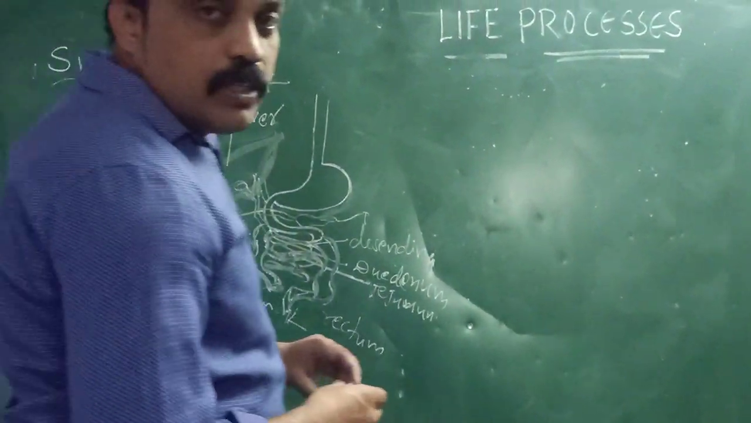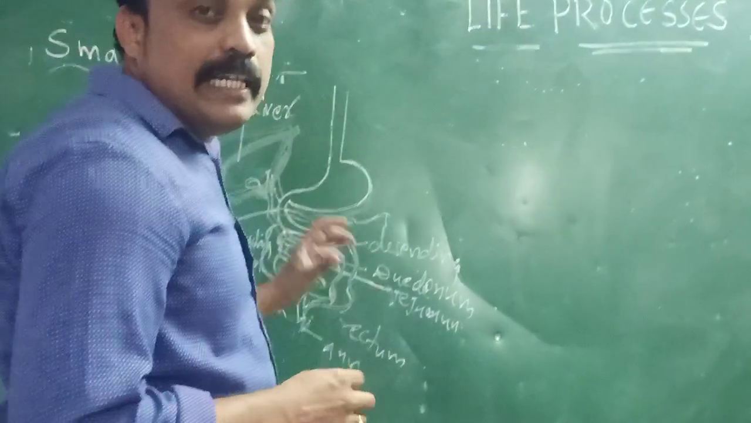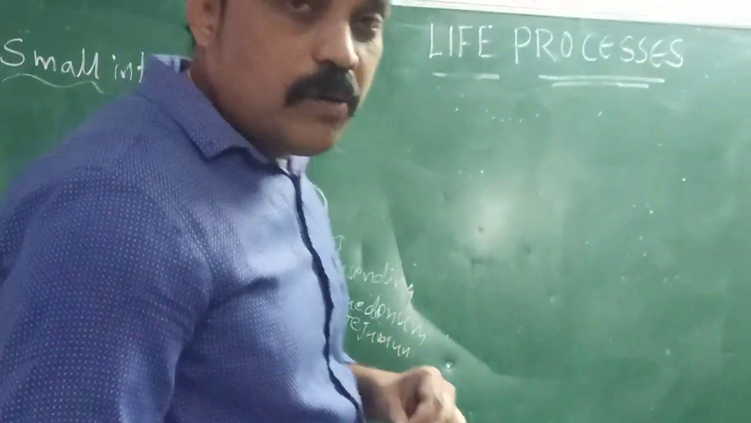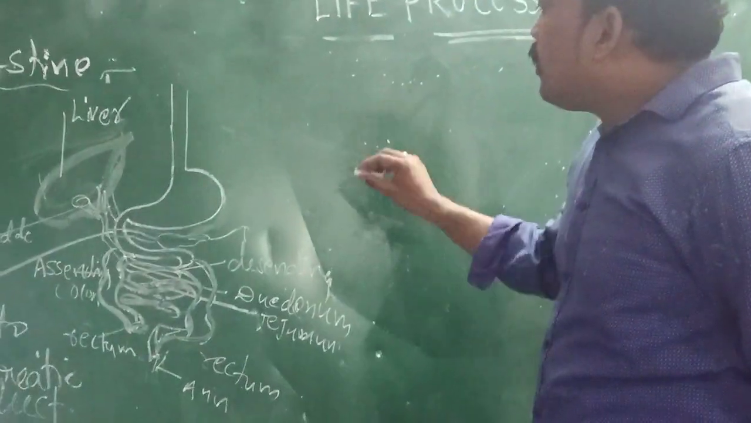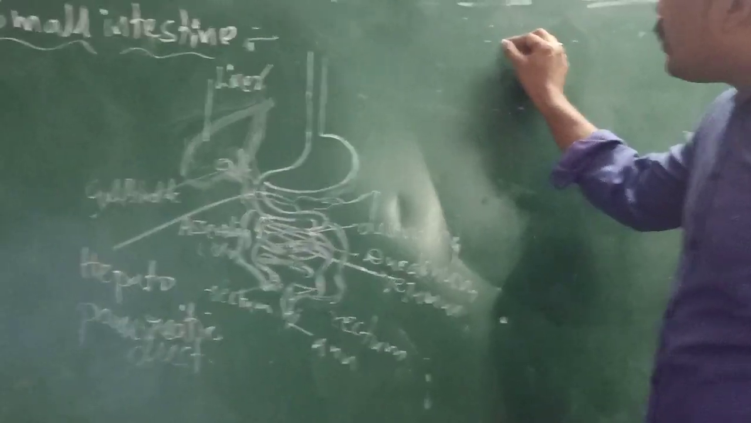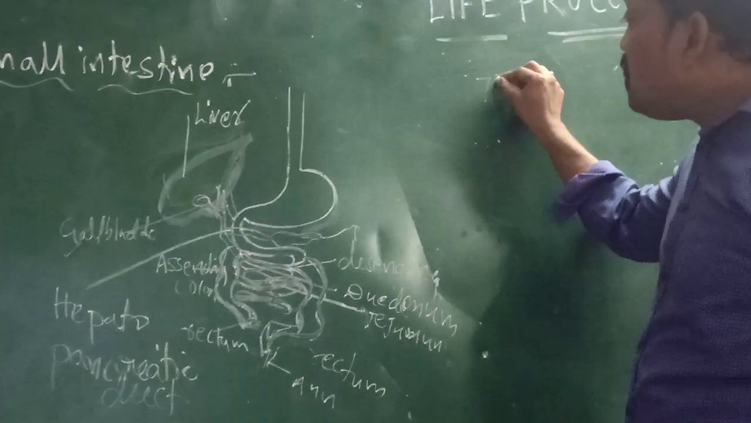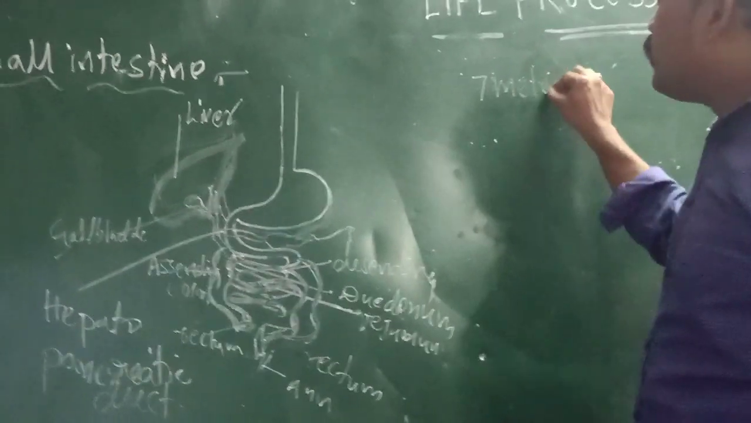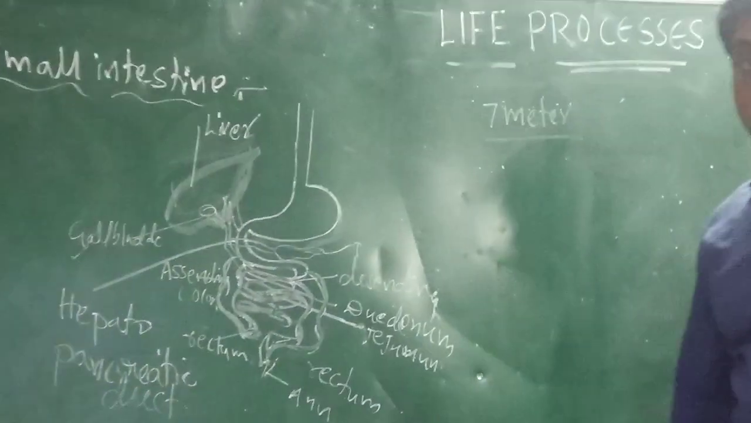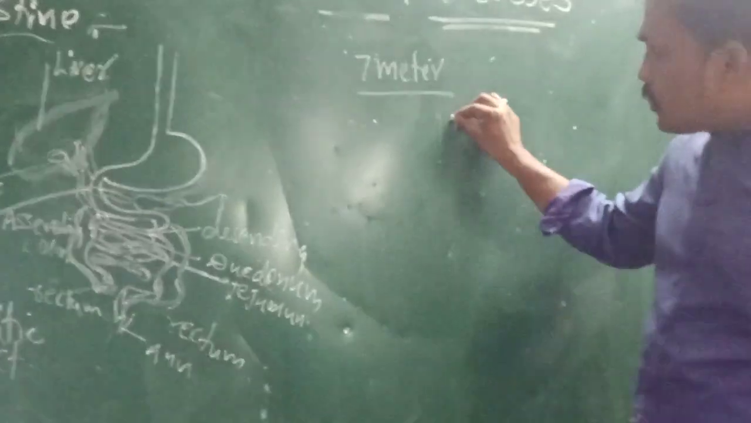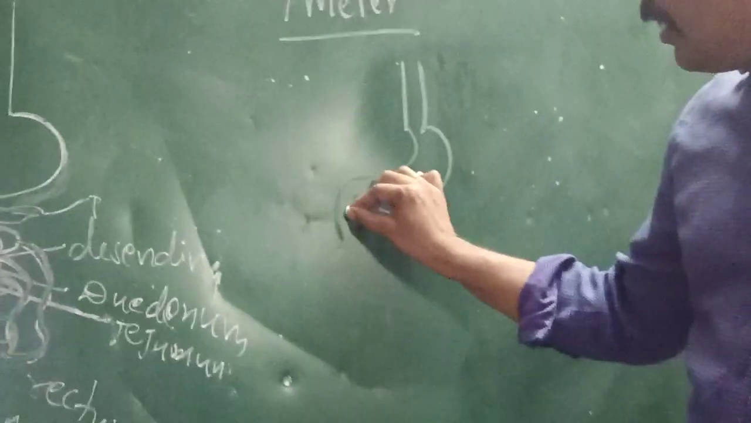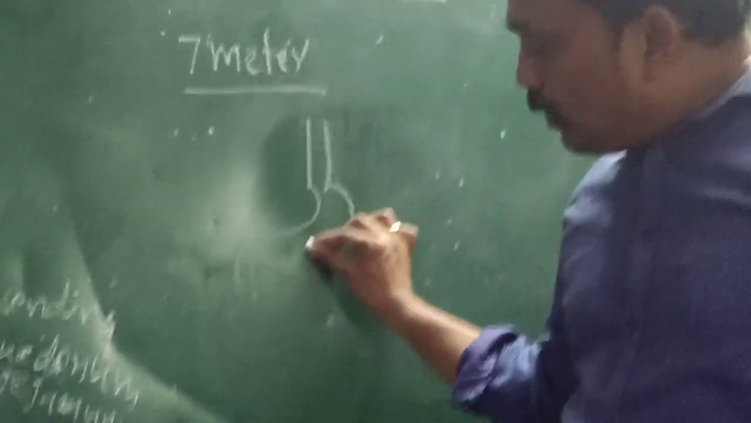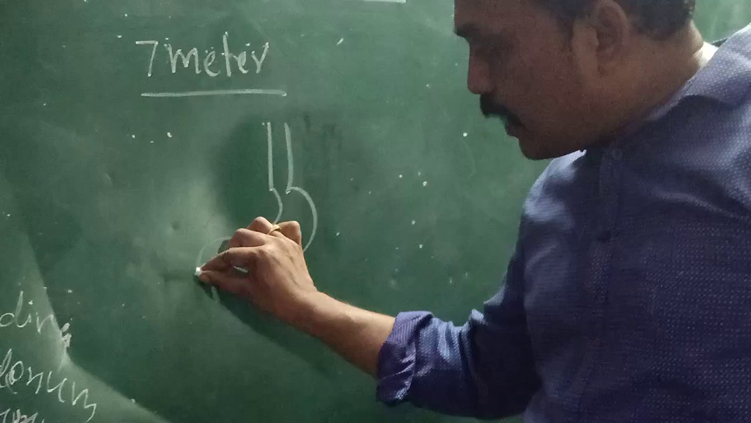Okay, after the stomach, we are going to discuss the small intestine, a very important part of the digestive system. If you observe the small intestine, the name is small intestine, but actually its size is approximately 7 meters. Just think how long this is. The stomach is a sac-like structure, and the partially digested food enters into the small intestine.